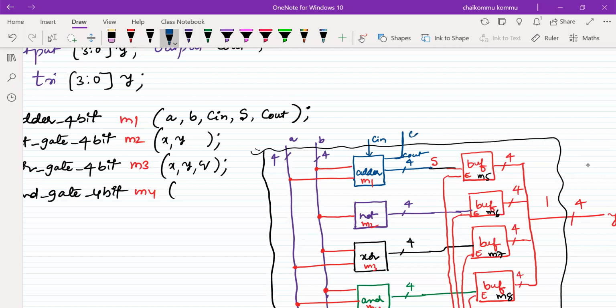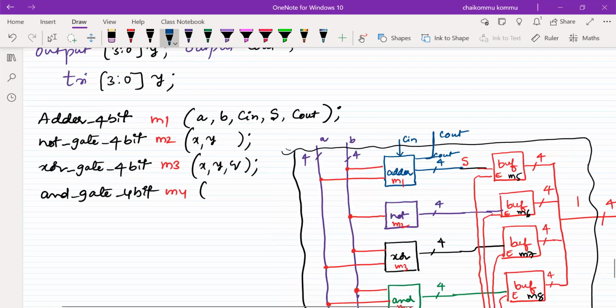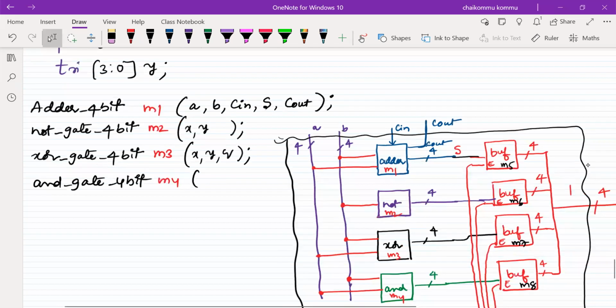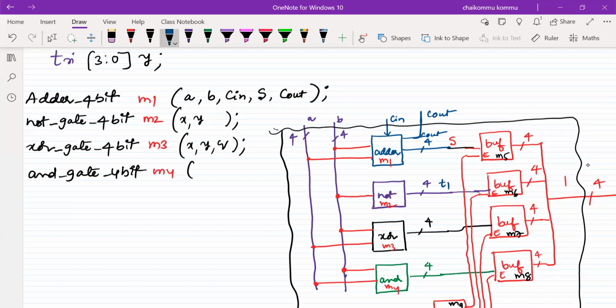So I don't want to change anything about the adder, but I need to change the NOT gate. What is the output of the NOT gate? I did not mention it, so let us consider T1. The output of this one is T1, and accordingly we need to change this: T1, comma, the input is B. B is the input I am taking.